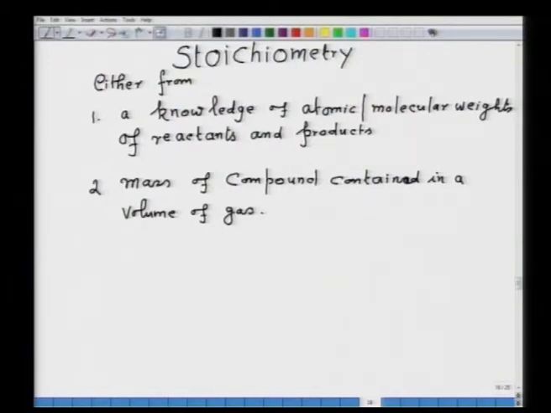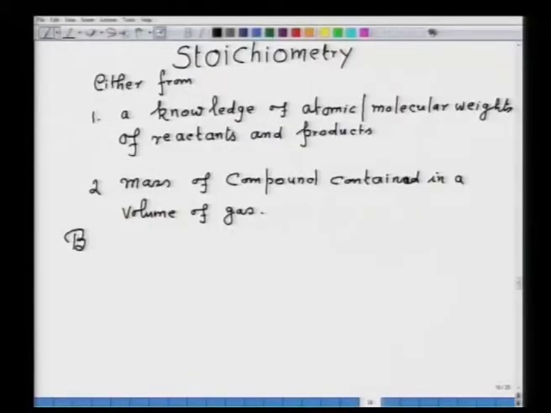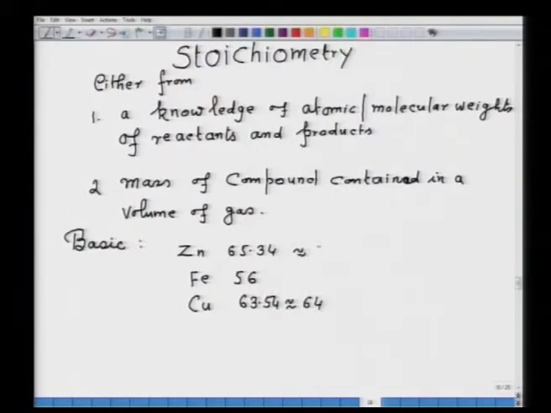Now, this stoichiometry can be used to develop other relationships also, as we see in the course of the lecture. Some of the basics which you probably know already, I am giving here for the sake of completion of the lecture. Basic atomic masses: zinc is 65.34, you may use approximately 65 also. Iron, you can use 56, or to be more precise 55.85. Copper 63.54, or you can use 64 also.